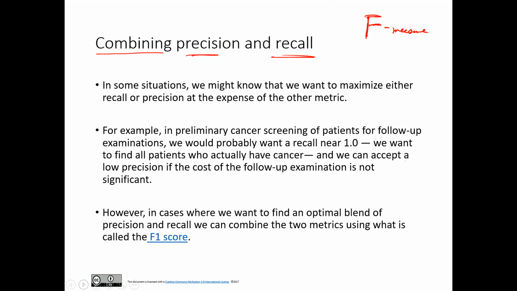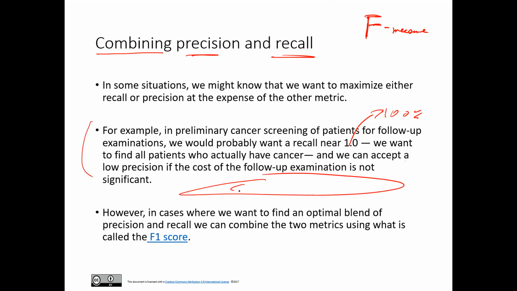But the idea is that sometimes precision might be the thing that you want, or it might be recall. So this is an important paragraph. Let's take a look at it again. For example, in preliminary cancer screening of patients for follow-up examinations, we would probably want a recall of 100%. 1 just means 100%. Because we want to find all patients who actually have cancer, and we can accept a low precision if the cost of the follow-up examination is not significant. So again, we can afford this as long as we find that.